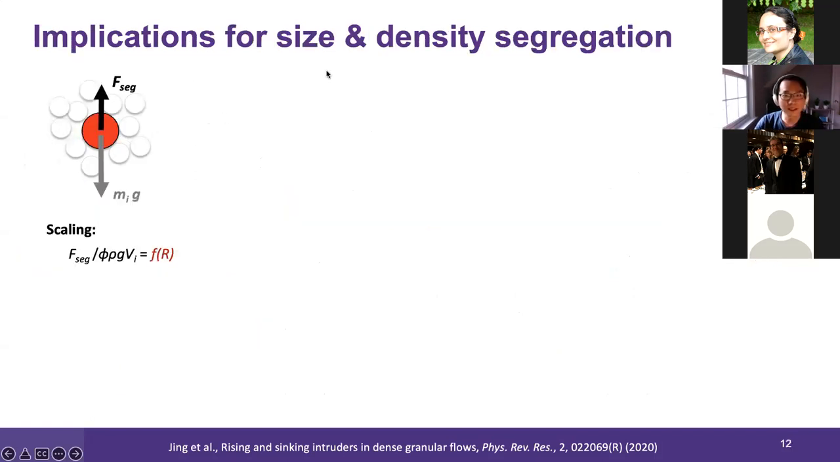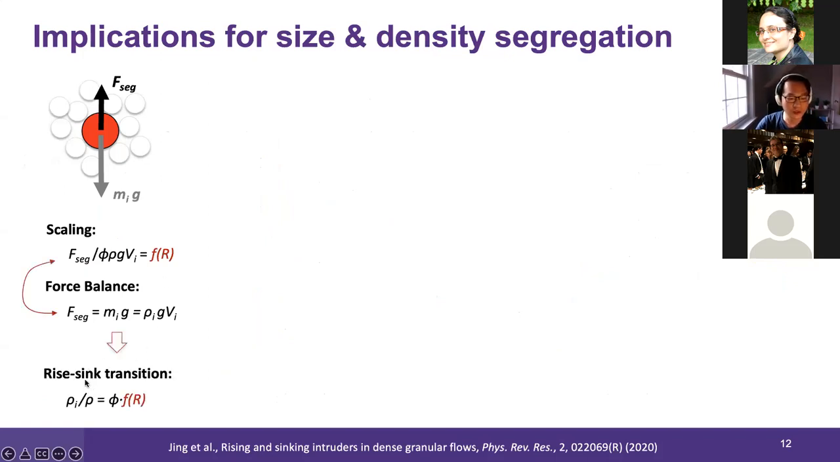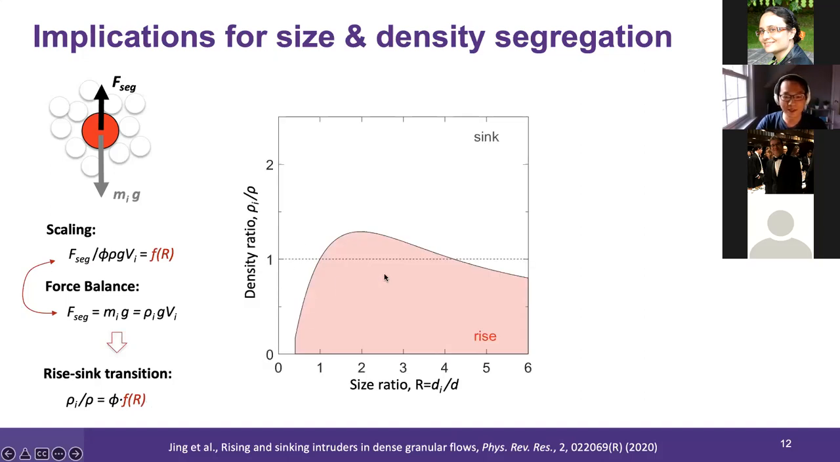Here I want to talk about the implications of this model for size and density segregation. As I said, this is purely a balance between two forces, and the scaling for the segregation force is pretty much buoyancy. We can set the two forces equal and cancel some terms, and we come up with this neutral curve where the particle will not go up or down, in terms of density ratio versus size ratio. We can plot this in a phase diagram, which tells us where the neutral curve occurs: below the curve the particle will rise, and above the curve the particle will sink.